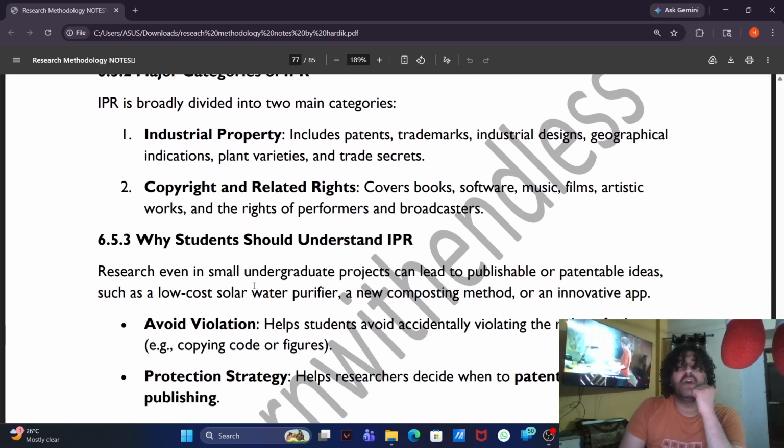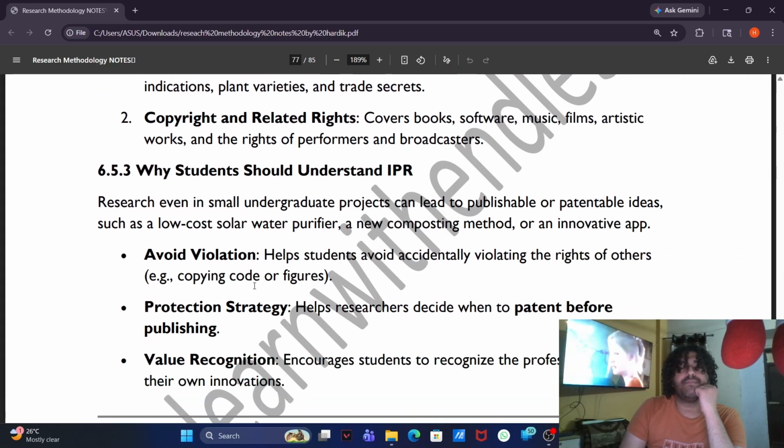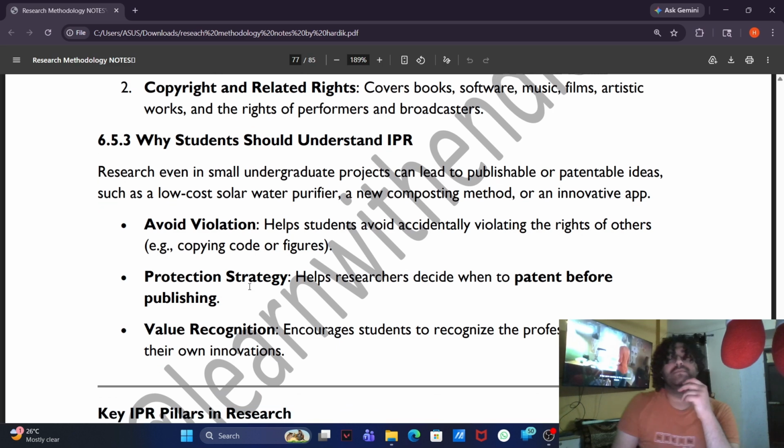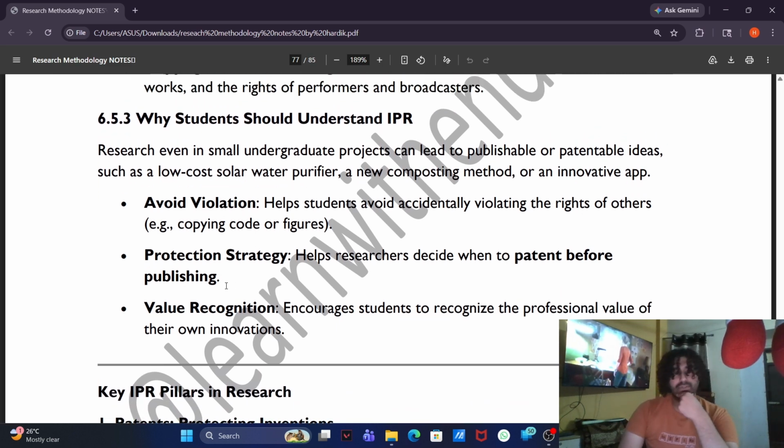Next subtopic, why students should understand IPR. Research, even in small undergraduate projects, can lead to publishable or patentable ideas, such as a low-cost solar water purifier, a new composite method, or an innovative app. Students should understand IPR for three reasons: to avoid violation, protection strategy, and value recognition. Let's go through them in detail.